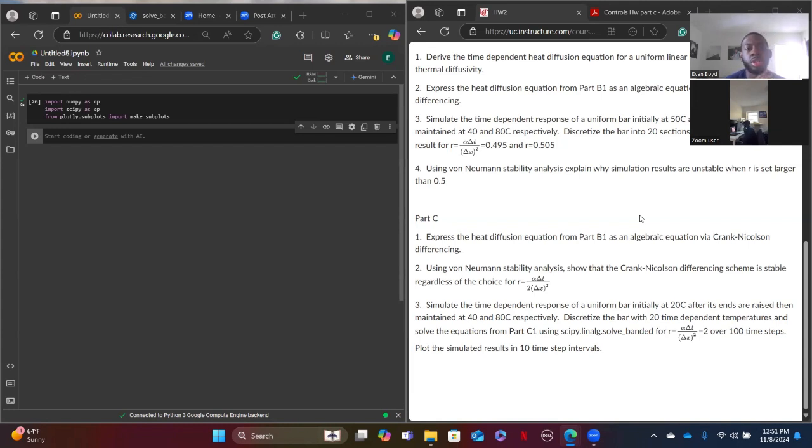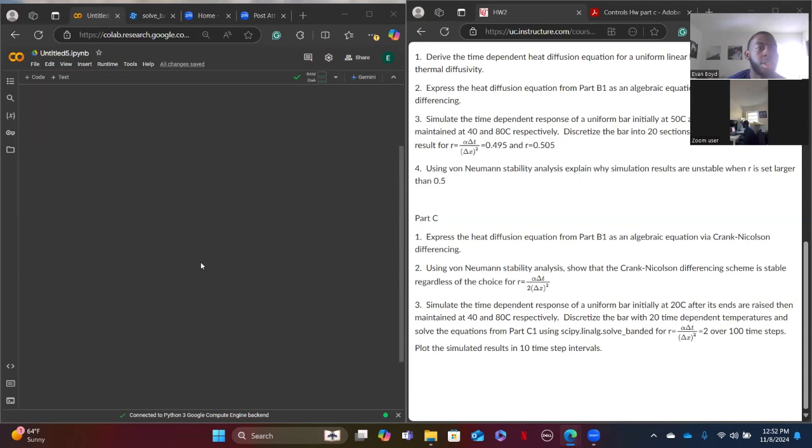So let's get started. The libraries we'll be using on the left will be import NumPy. We'll use NumPy, SciPy for the linear algebra solver, and then we'll also be using pyplot.subplots to make subplots. Okay, so now let's start.